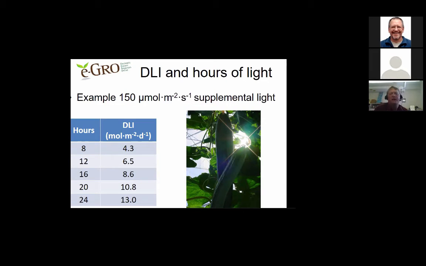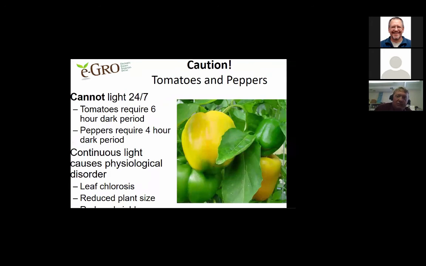So if we had an example where sunlight is giving us 10 moles of light, and then we have our fixtures on for 20 hours a day, then we're getting an additional 11 moles of light. And so we'd be getting above our minimum thresholds for good crop yield for these crops. And then you might look at the 24 hours a day and say, if I have them on 24/7 continuously, I could get 13 moles of light. But what I want to say then is caution for tomatoes and peppers.